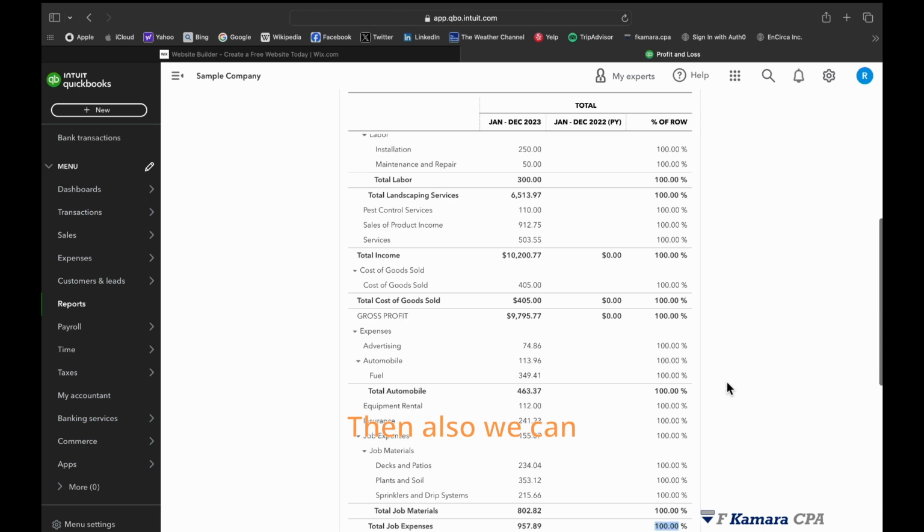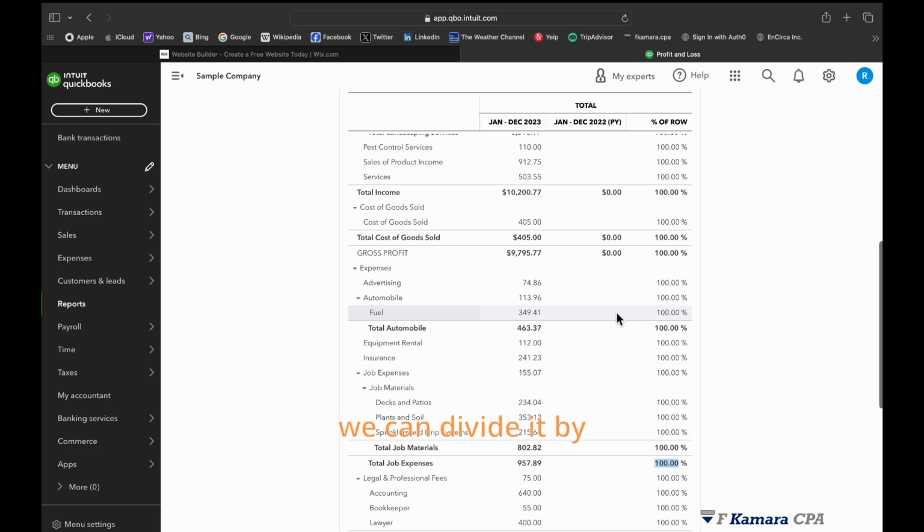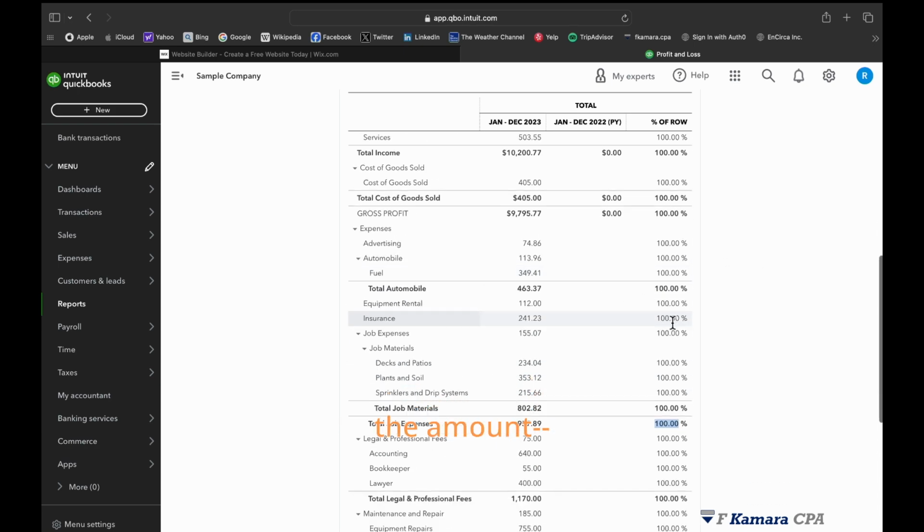Then also we can look at the advertising cost. If there is any advertising cost, we can divide it by the revenue to see the percentage of advertising to the revenue. If we see a high percentage of advertising cost compared to the revenue, it means the return on advertising is very low in that case.